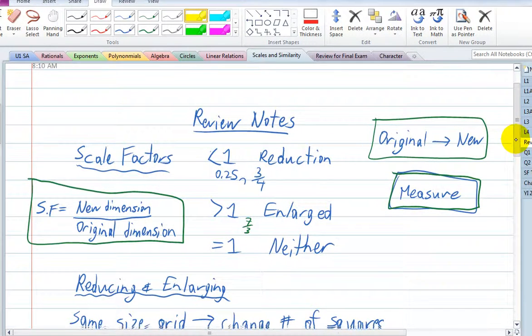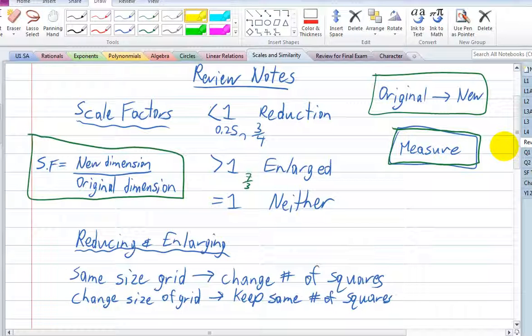Good. So we also talked about reducing and enlarging images, and you have to do that with the arrow diagram. So one way was when you use the same size grid, then you change the number of squares. Then on the quiz, you have to flip it over and you have to change the size of the grid. Usually when you did that, you matched up your scale factor, so you'd keep the same number of squares. The squares just happen to be larger. Okay.